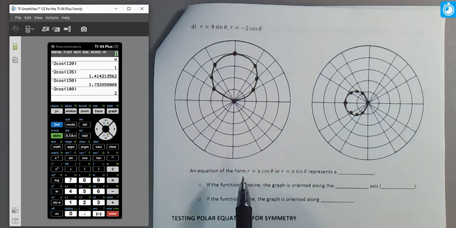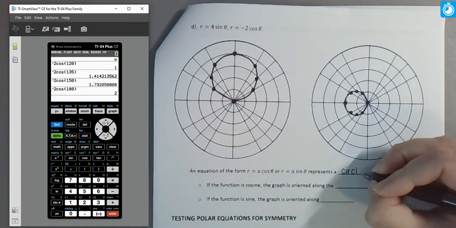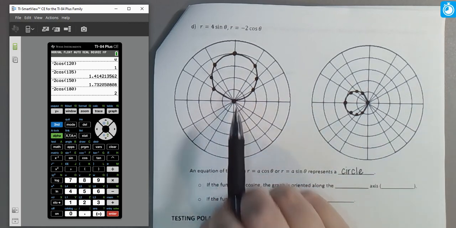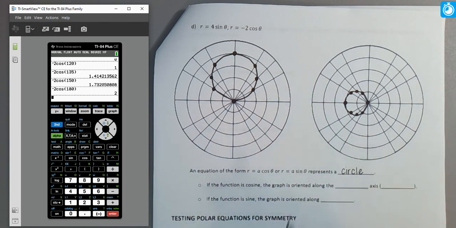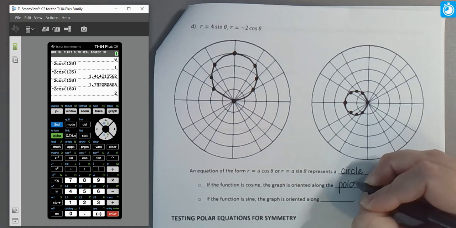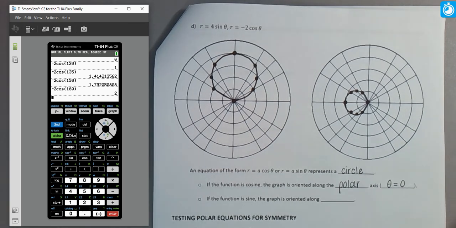But anytime we have an equation of the form r is equal to a constant times cosine or a constant times sine, this is always going to represent a circle. Notice it's not a circle that's centered at the pole, but it does emanate from the pole. The pole is going to be one of the points on the circle. So if the function is cosine, the graph is oriented along the polar axis. Or if we want to think of it, we can think of that as the line theta is equal to 0. We now know that represents a line.